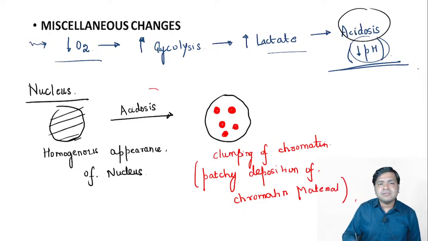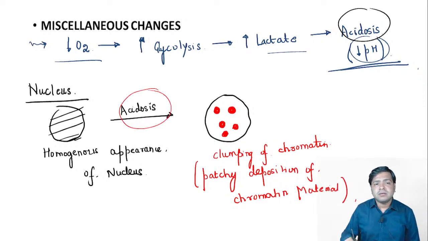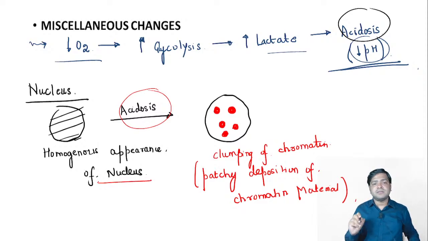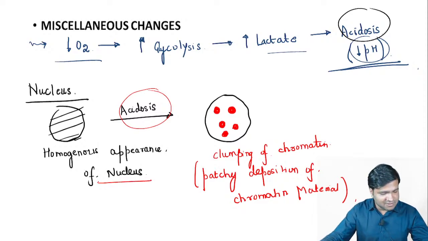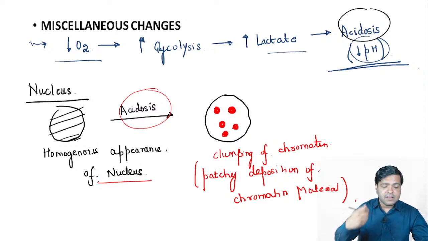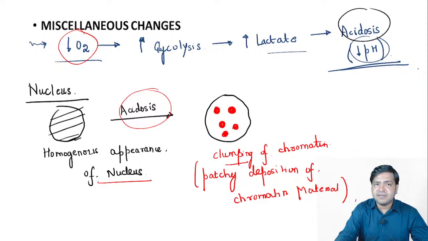So this acidosis will in turn destroy the architecture of the nucleus, the homogeneous appearance of the nucleus. The chromatin will be condensed, or it will be like clumping of chromatin. That will be seen inside the nucleus. That is the other change that you will encounter due to decrease in the oxygen levels.